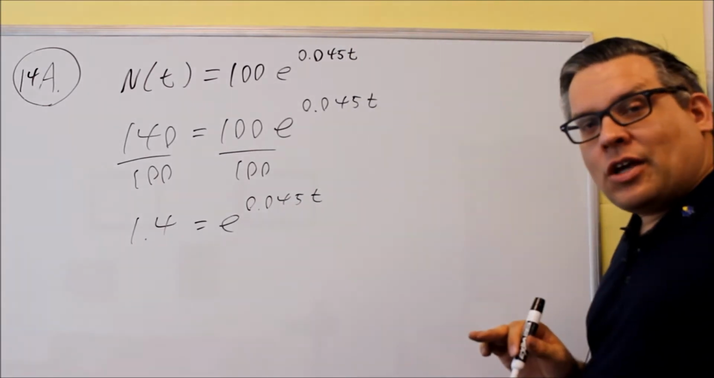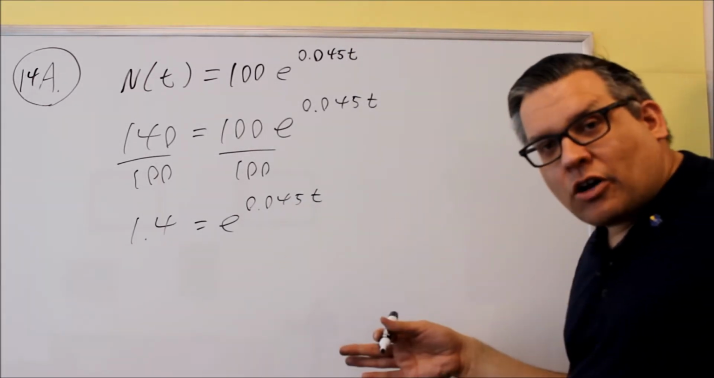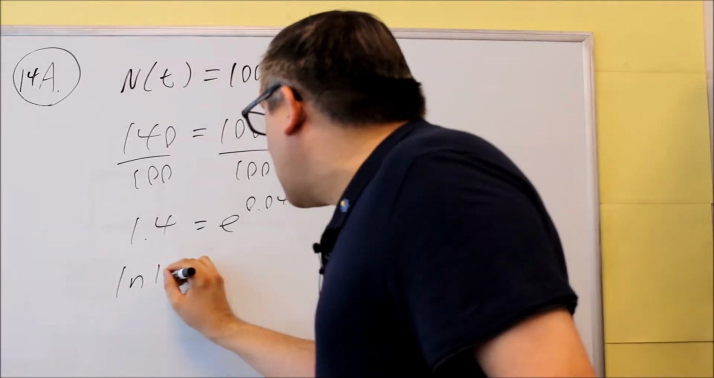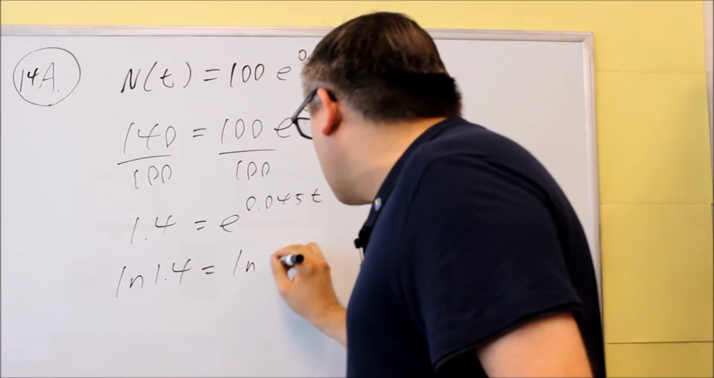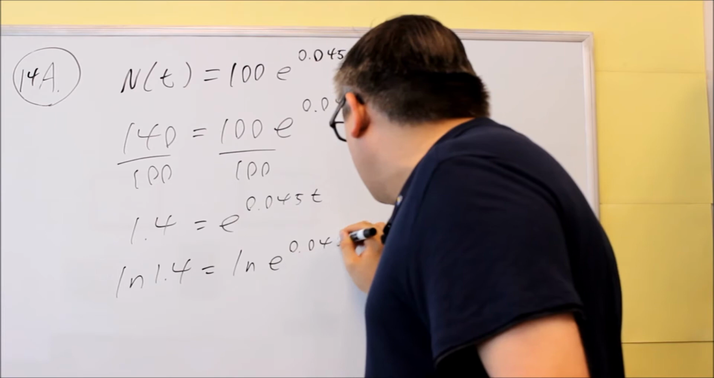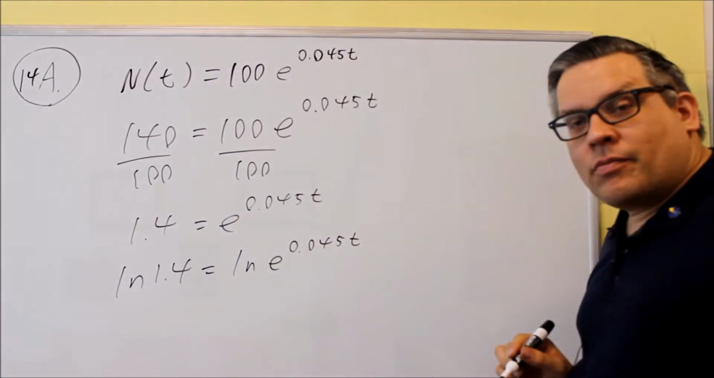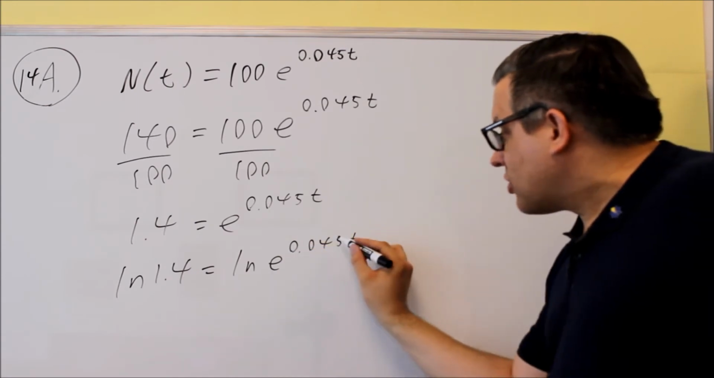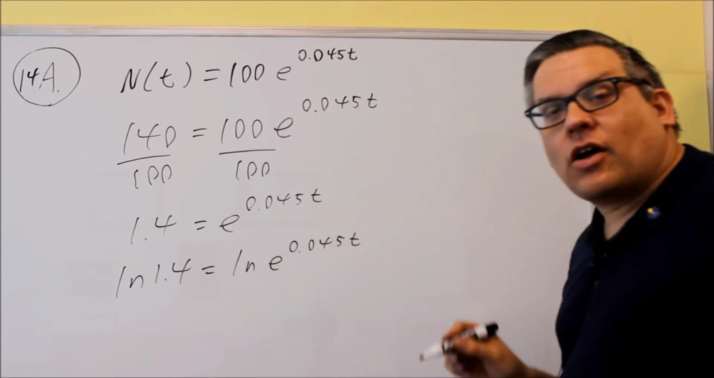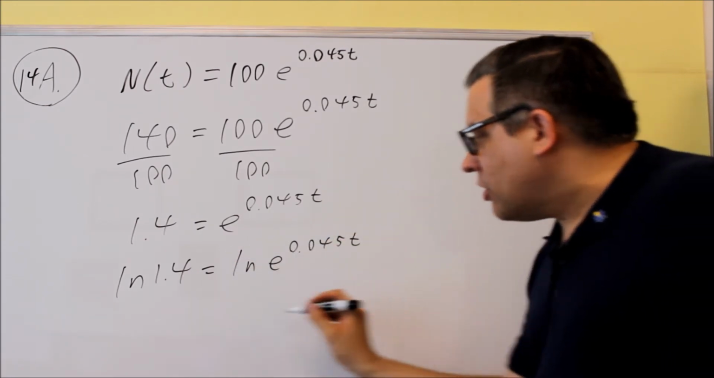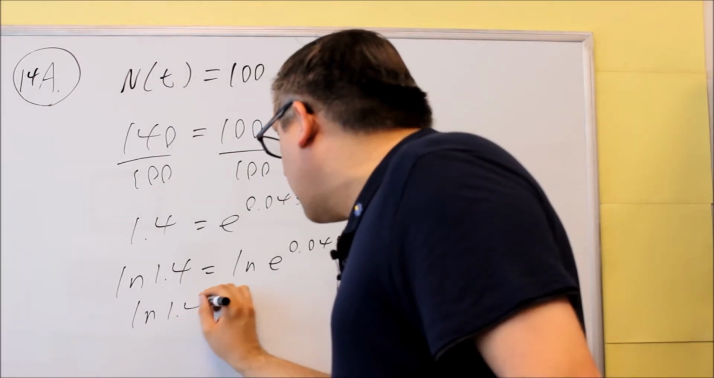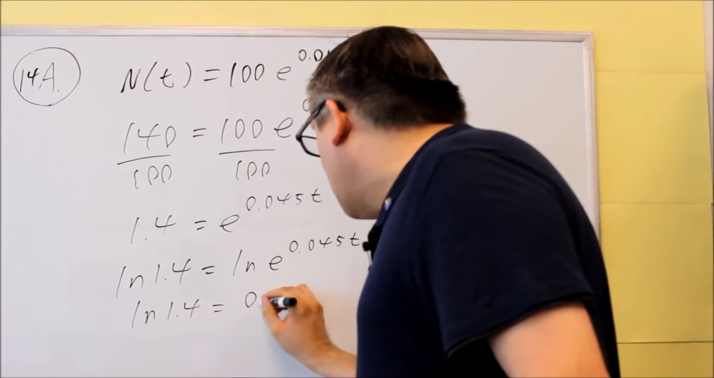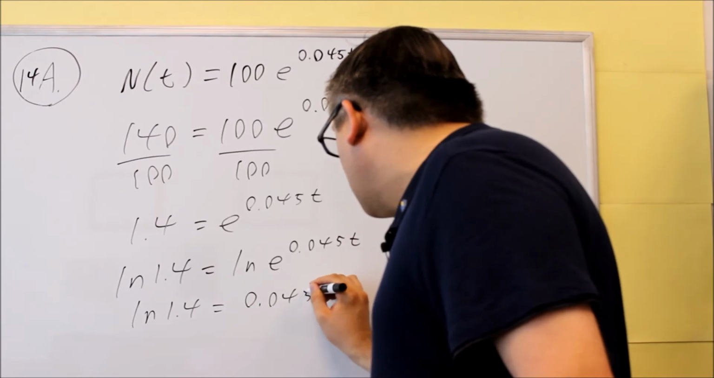Now to get rid of the e, what we have to do is take the natural log of both sides. Natural log of 1.4, we're going to take the natural log of the e. What that allows you to do is the ln e is going to cancel. We could bring this whole entire thing down in front, and an ln e is a 1. So by doing that, what we end up with is ln 1.4 equals 0.045 t.